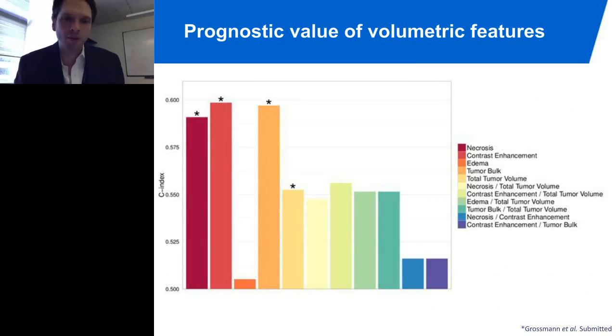So if we then look at these volumes, we can already look at the prognostic value. We can say, for example, which ones are prognostic. And we can see, for example, the simple volumetric measures like necrosis, how large is the necrotic area, how large is the contrast enhancement area, for example, or the tumor bulk. These features are significantly prognostic already to predict overall survival. Other ones weren't. For example, edema. So the size of the edema was almost random, which was actually a new result that we found.